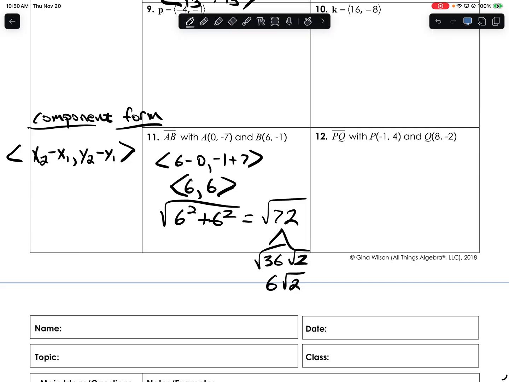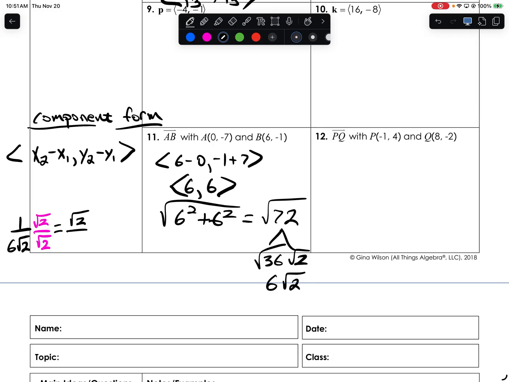First thing I want to do, just to make it easier, otherwise I have to rationalize multiple times. What do I do to rationalize here? Root 2 over root 2, yeah? So you get root 2 over 12, good. So that equals root 2 over 12. It's way easier to rationalize first and then multiply than the other way around.